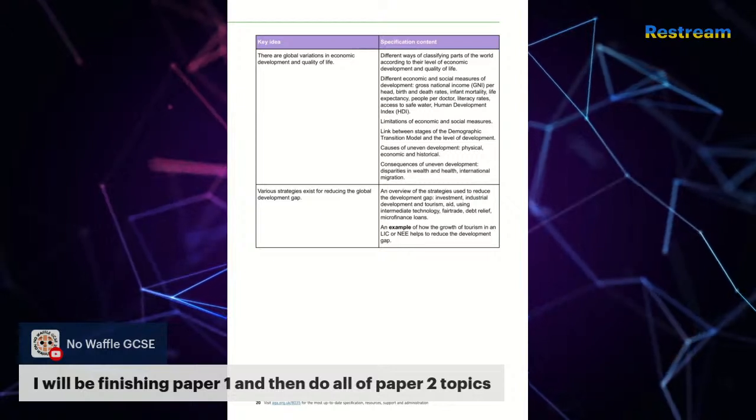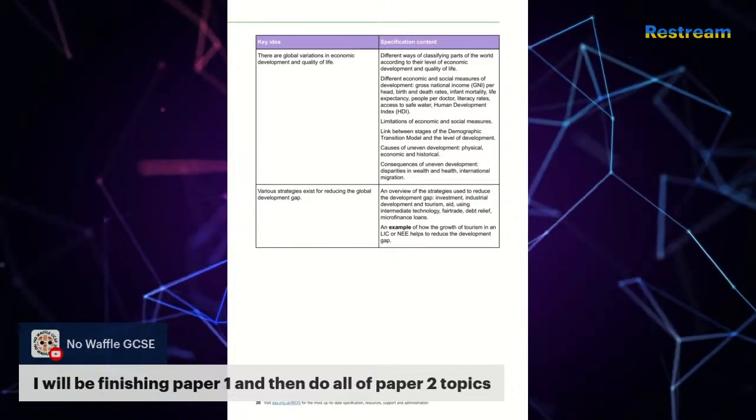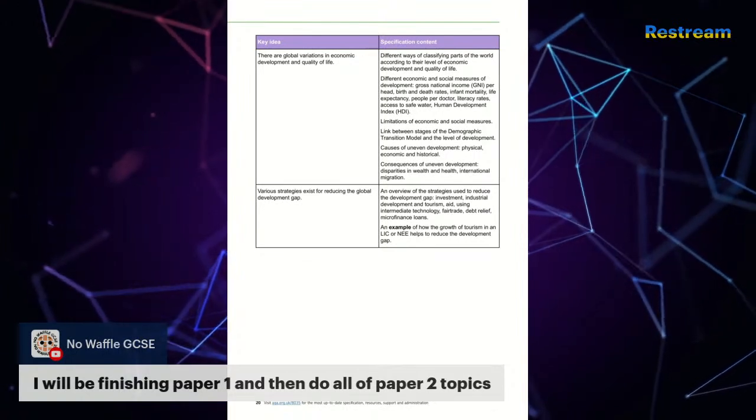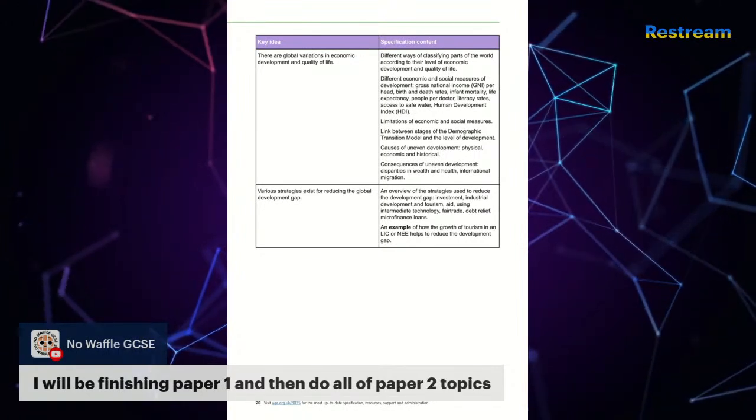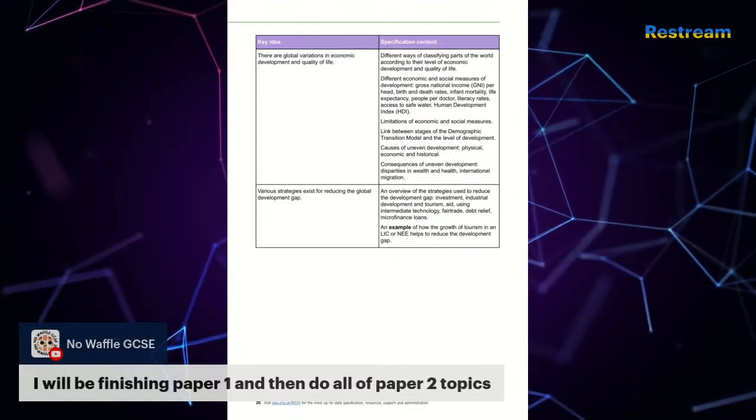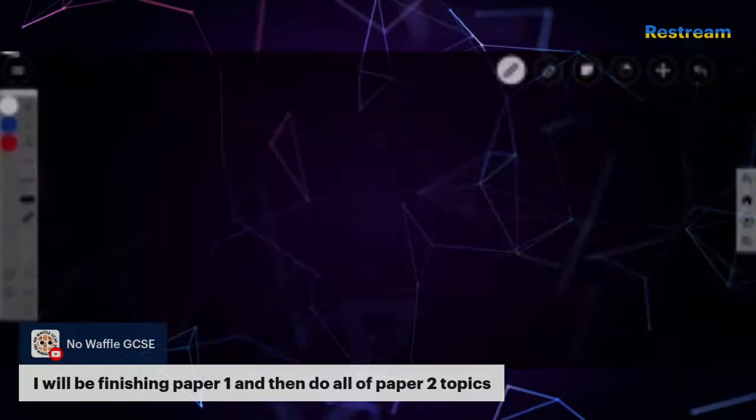So let's then move on to the second topic of paper 2. After this second topic, we have one more topic, and then we would have gone through all of GCSE Geography, paper 1 and paper 2. So we're almost there. Let me now share the screen. So the first thing on the spec, as we saw, was measuring development.